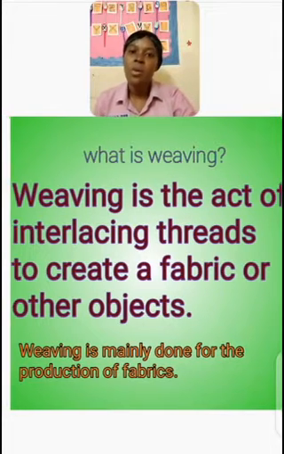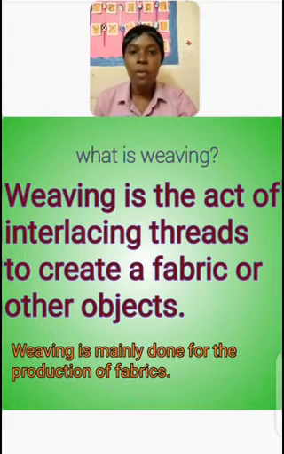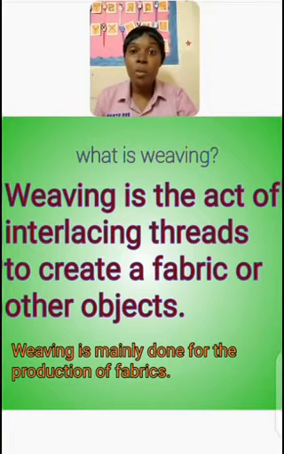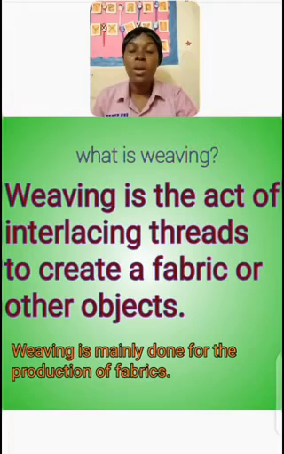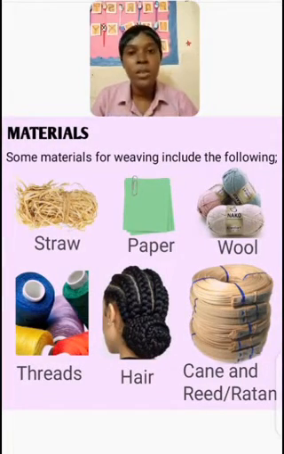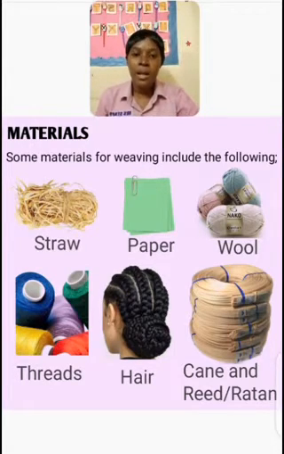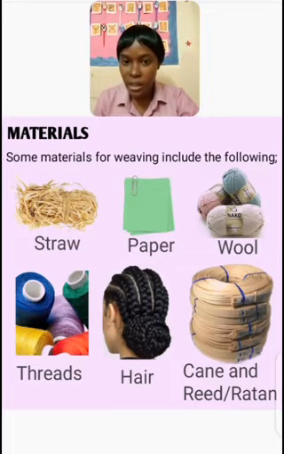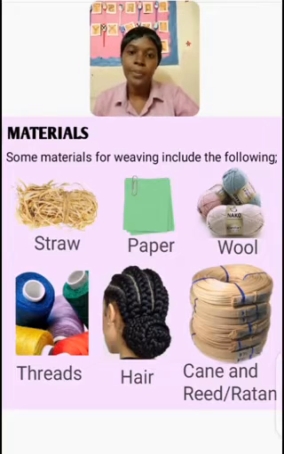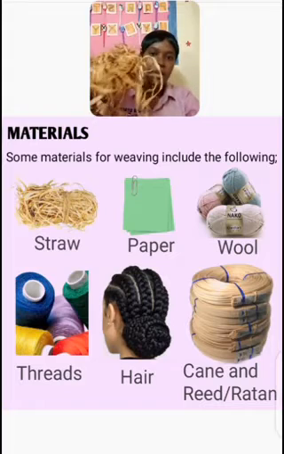Okay, so now let's talk about what are the materials that are used for weaving. What do we use to weave? There are so many materials that we can use to weave. Here you can see the picture. Are you seeing it? Okay, so let's go to the first one, which is straw. Straw is used for weaving. I have some here. You see it?